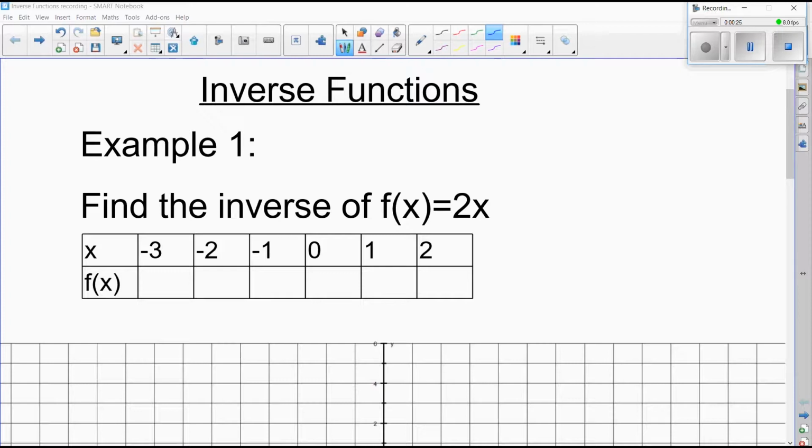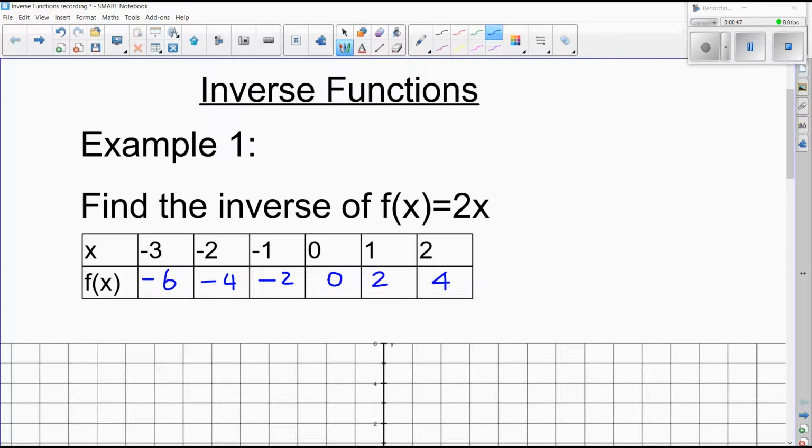So let's find the coordinates of these points in the table. We see that when x is negative 3, we substitute negative 3 into f of x. We have 2 times negative 3 gives you negative 6. And so we continue in this way, and we have the coordinates when x is 1, y is 2, and when x is 2, y is 4.